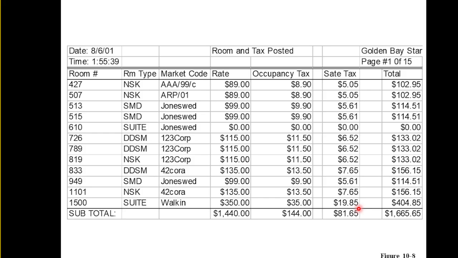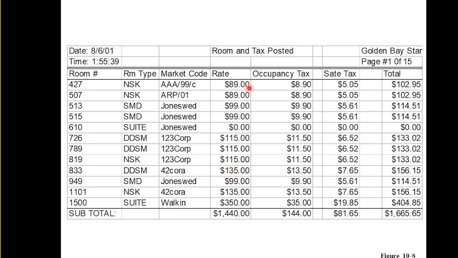Then aside from that, we have the room revenue summary. So you can actually see the room revenue. In this case, the room revenue for the rate is $1,440. For the occupancy tax, that is $144, and for the state tax, that is $81.65. All you need to do is just add all of this.